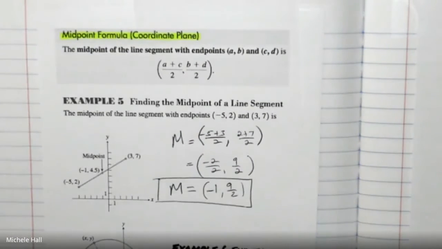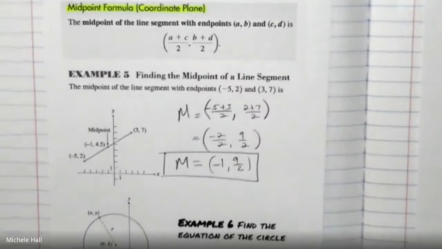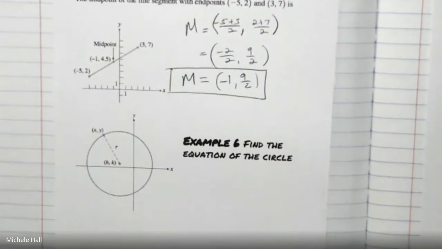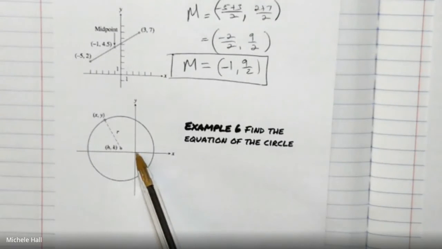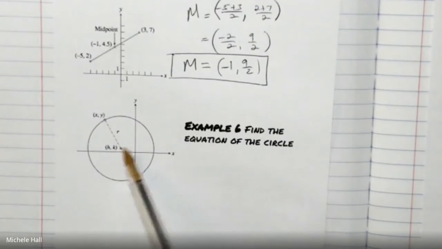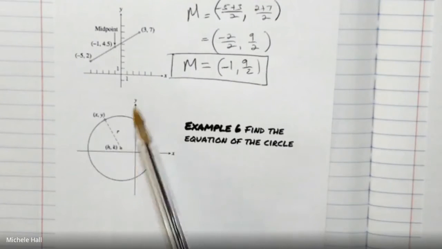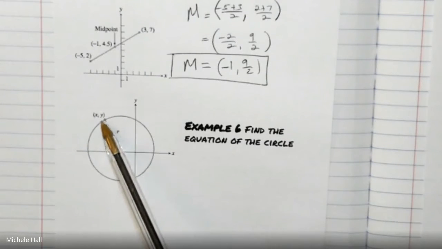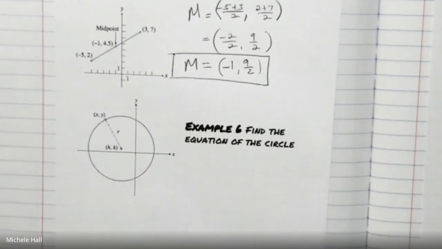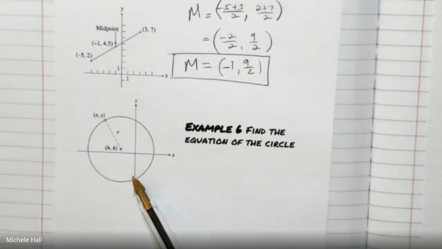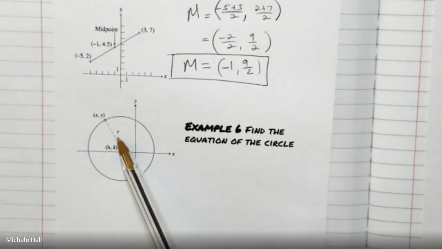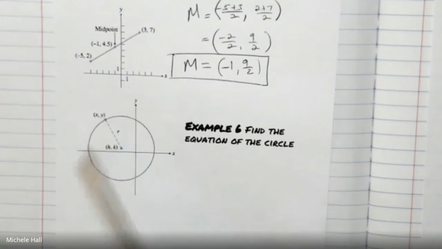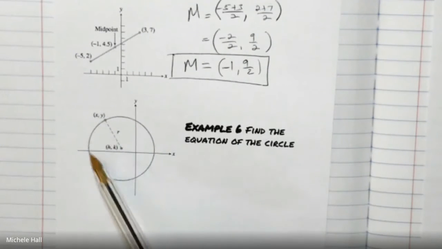All right. The next example would be finding the equation of a circle. If I am given a circle that is not at the origin, its center is in quadrant 2. I have the center of the circle, I have a point that is on the circle, and I have the radius. What would be the equation of a circle if I was given these three elements: the center, the radius, and a point on the circle? What is the equation of this circle?